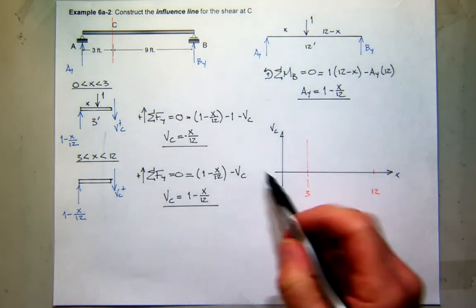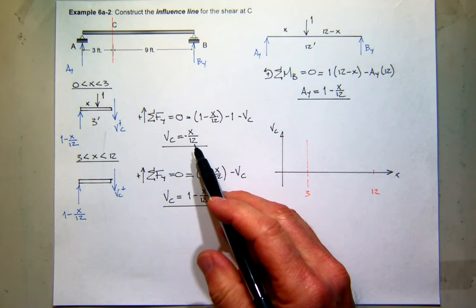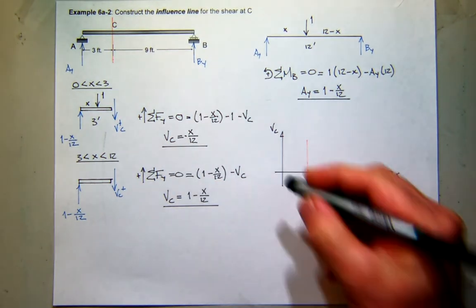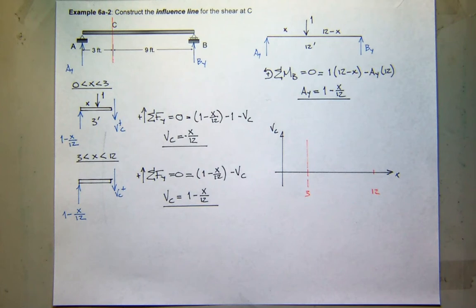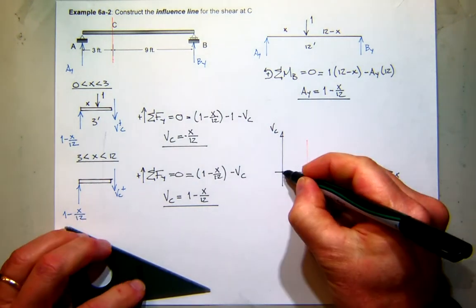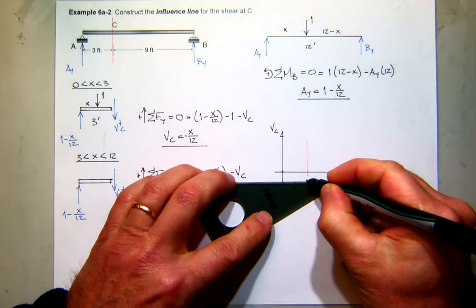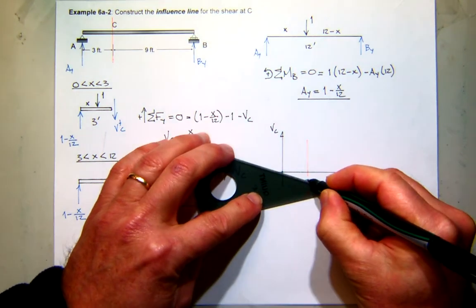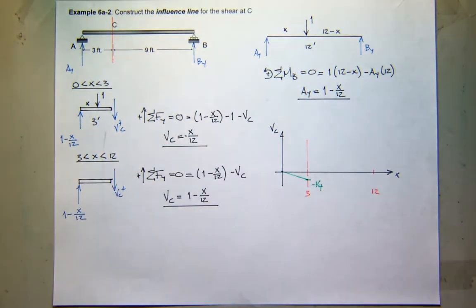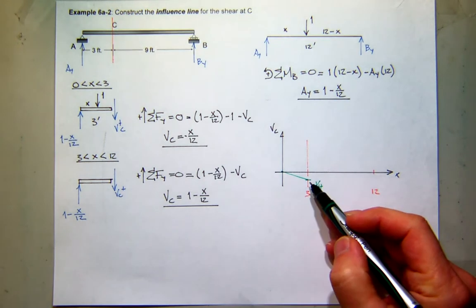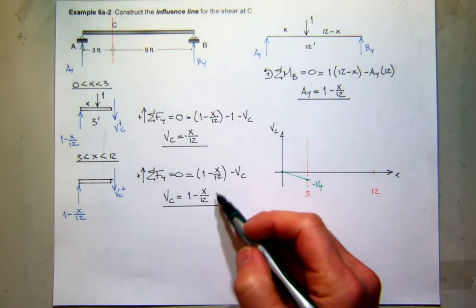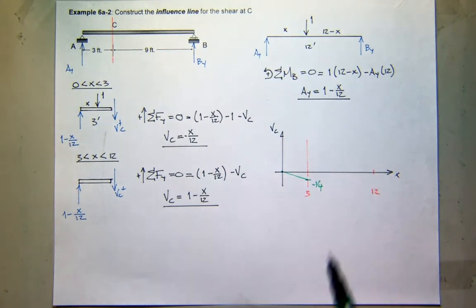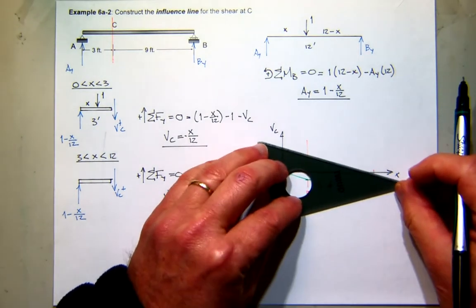So from 0 to 3, I plot this. So let's plot this equation here. So at x equals 0, what is it? 0. And at x equals 3, what is it? Negative 1/4. I'll plot that. Now I go over here and I use this curve, and I also plot it exactly at 3. What do I get when I plug in 3 here? 1 minus 3 over 12. Get 3/4, right?